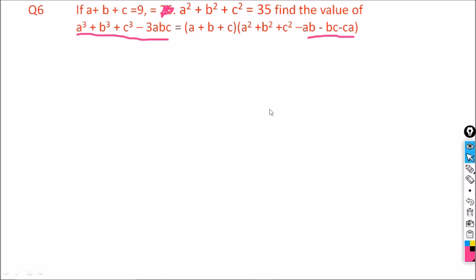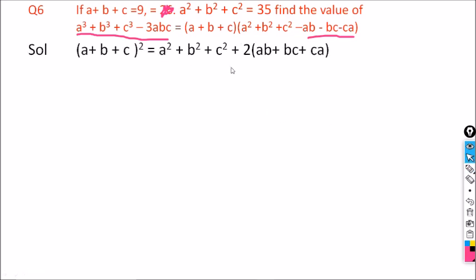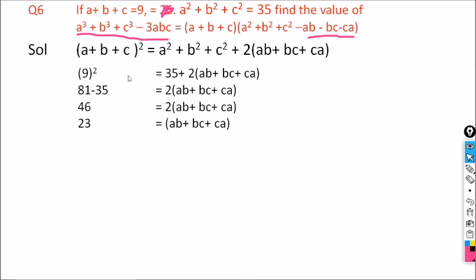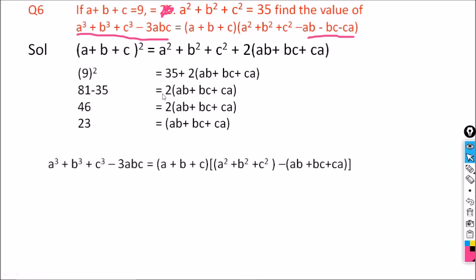Now for this, again we'll start with (a + b + c) whole square. Substitute the values. a plus b plus c is given as 9, and a square plus b square plus c square is 35, plus 2 times ab plus bc plus ca. Shifting 35 to the other side, we get 46. Now this 2 shifted to the denominator, we get 23. So we got this value.